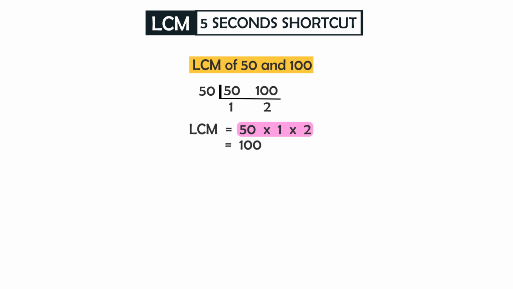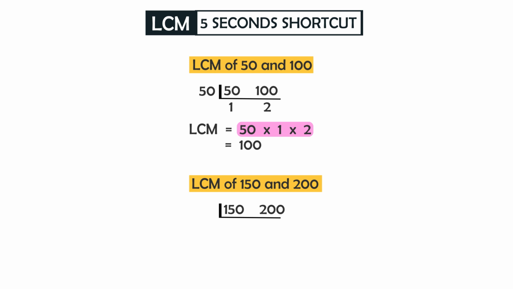Got it? Let's find LCM of 150 and 200 using my 5-second shortcut. Okay, now tell me, what is the number that divides 150 and 200? Yes, it's another 50, right? So 150 divided by 50 is 3, 200 divided by 50 is 4. Can you divide 3 and 4 again? No. So that's it. So 50 times 3 times 4 is 600. So here we go. LCM of 150 and 200 is 600. This is pretty easy. Okay?